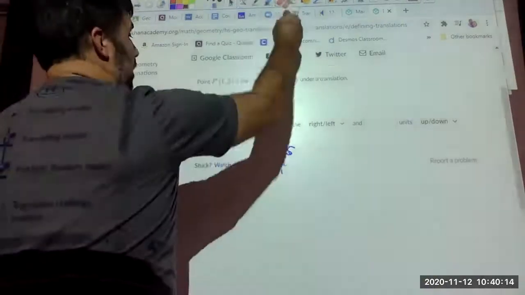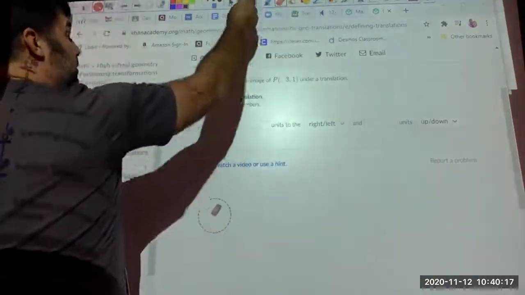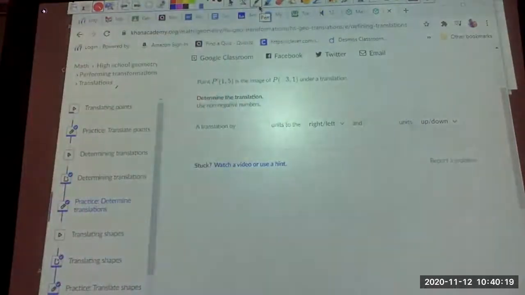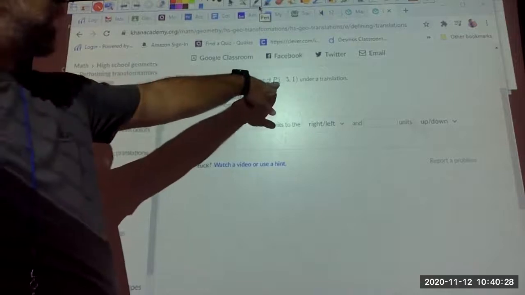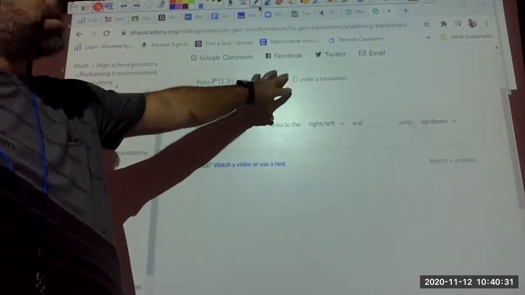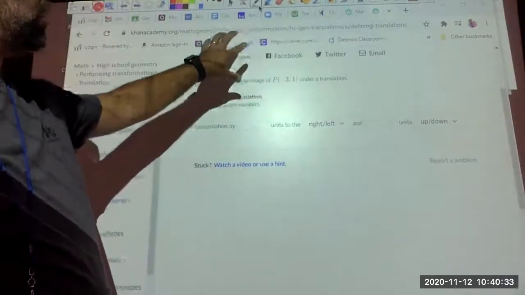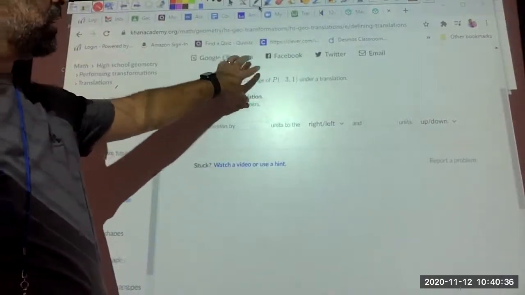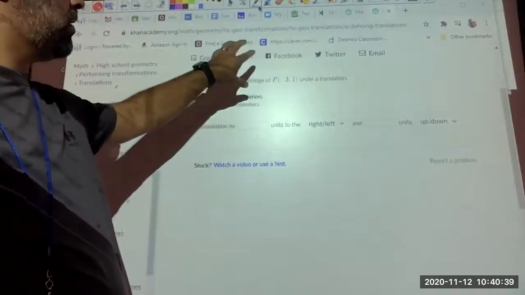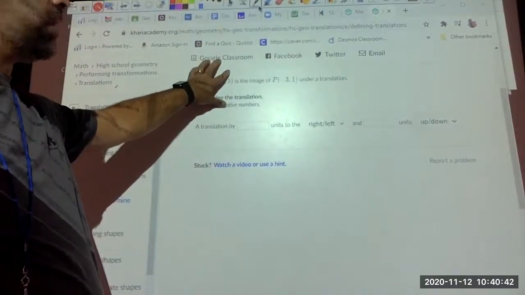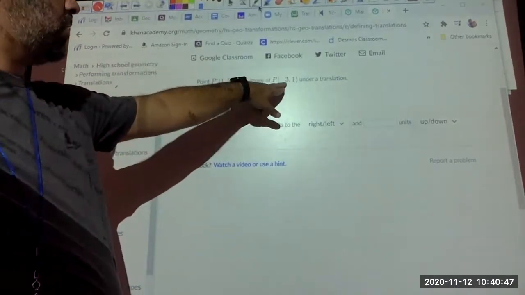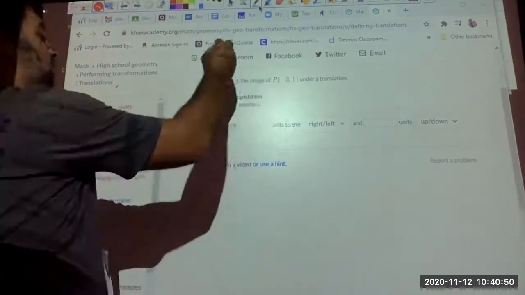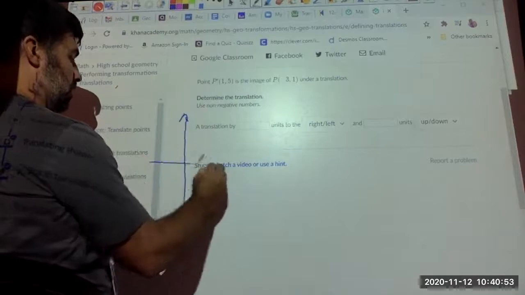Okay, this is the same thing, just a different way. Here's where people have messed up, just looking back through people's scores. It says point P prime is 1, 5, and the image of P is this under a translation. So here's what it's saying. I'm going from P to P prime. So what did you go when you went from -3, 1 to 1, 5? Now you can graph it if you want to, or you can just think about it. If I go from -3 out on my x, we can graph it, just a little sketch.